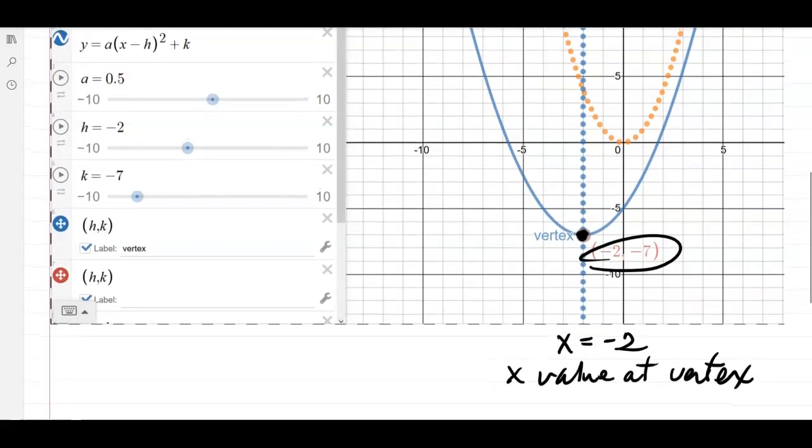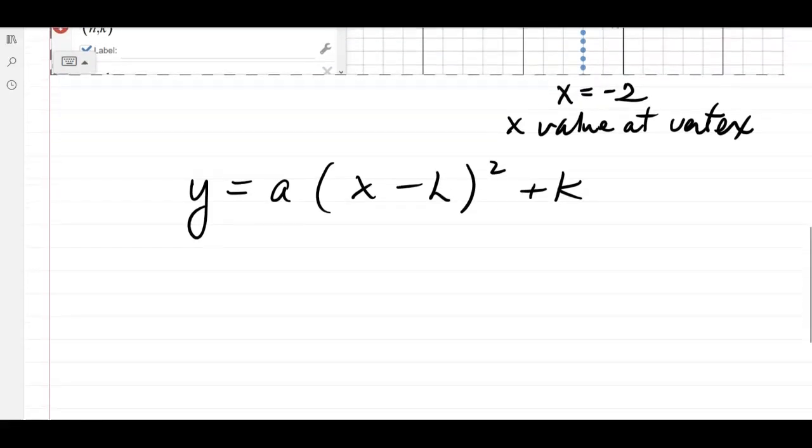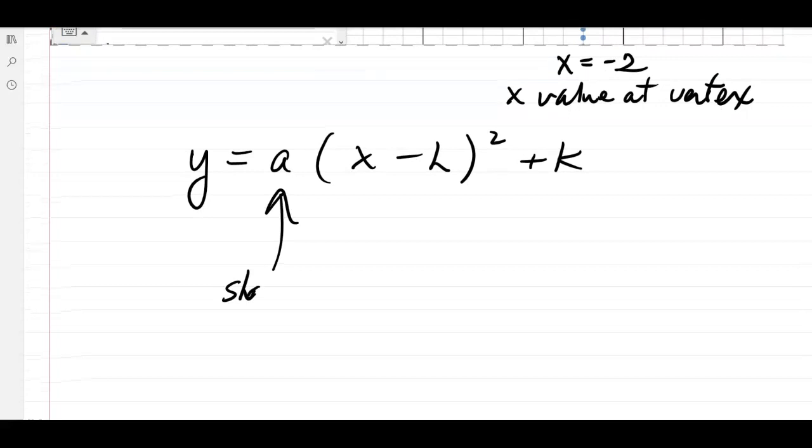So all of this is discussed in a fixed page that I'll put into the end of the video that talks about the various parts of the vertex form. Just to give you a preview, part of it will look something like this: a times x minus h squared plus k. And this part here, there's a little note that says shape, but it has more information. This is, of course, our left-right, our horizontal translations, and over here, this is our shift up or down, our vertical translations.